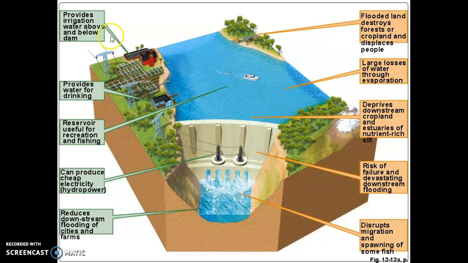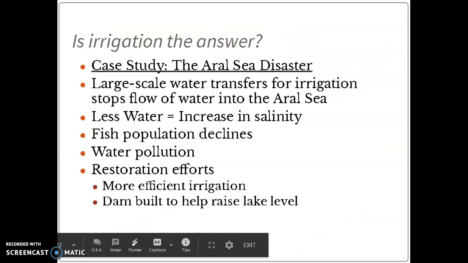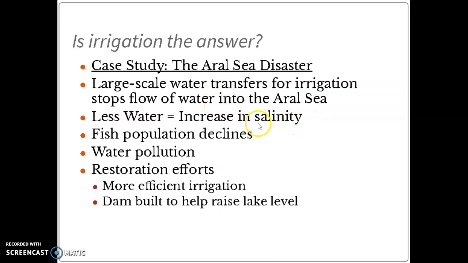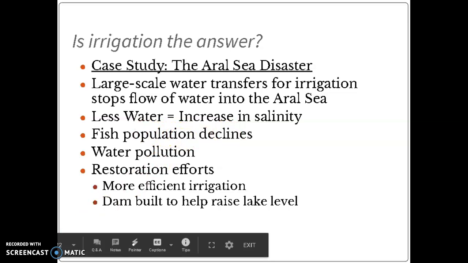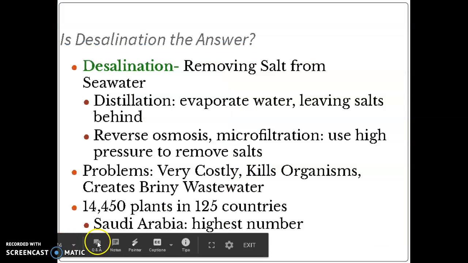Alright, so when you do your notes, you're going to want to study this infographic. Advantages on the left, disadvantages on the right. Alright, so there's a case study where you can read about whether or not irrigation is the answer. But again, we're talking about declining fish population. There's water pollution. It changes everything over time. And removing the salt from the seawater is a very hard and expensive process. There's people and places trying to do it, but you can't.